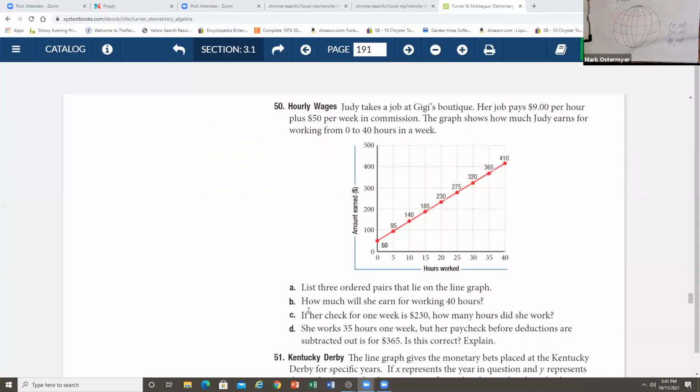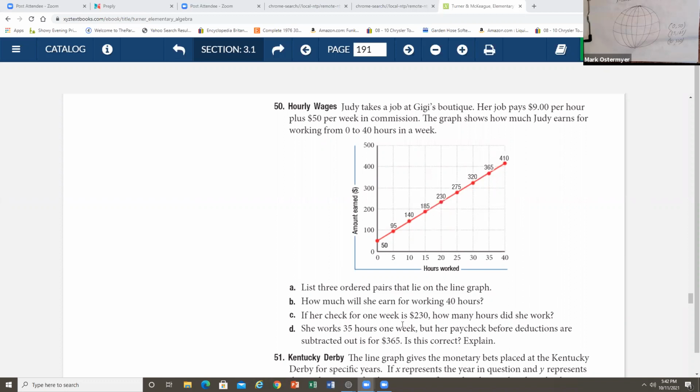For part B, how much will she earn for working 40 hours? Anybody? We go over to 40 on the horizontal axis, and then we go up till we hit the graph. 410. She'll earn $410. Do you agree this point projects back to the y-axis at $410? Question C, if her check for 1 week is $230, how many hours did she work? $230. 20. This point right here says she earned $230, therefore she will have had to work 20 hours.